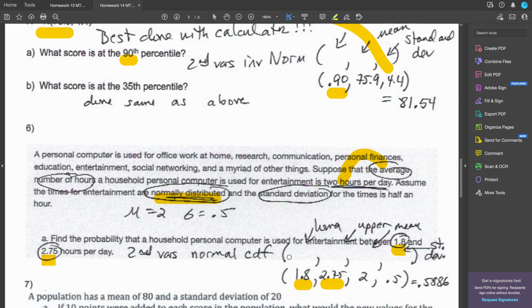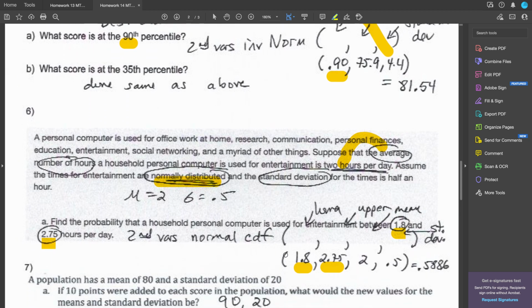Now, how do you know how to handle number 6? Well, in all of that paragraph, we hit this really key phrase, normally distributed. So that means norm, as in inverse norm, normal curve, and so on and so forth. It says the average number of hours is 2 hours a day, and it wants to know what's the probability that it's between 1.8 and 2.75 hours.